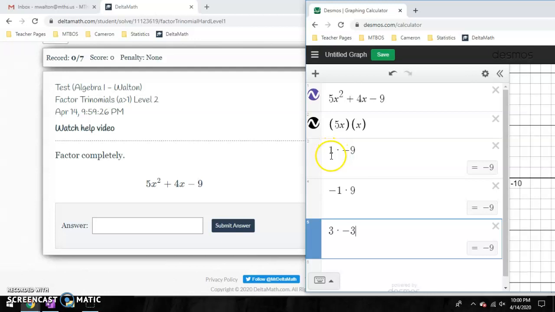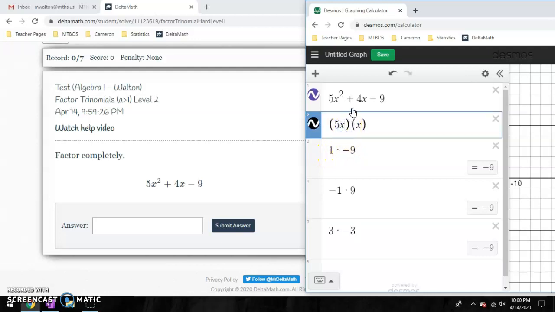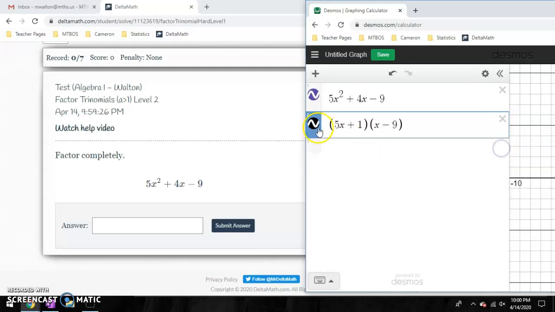So we have a few different options. With a negative, you're going to have 1 positive, 1 negative. Let's go ahead and check this first one. 1 times negative 9. So plus 1, minus 9. Let's go ahead and check this one here. Plus 1, minus 9. So 5 times x is 5x squared.